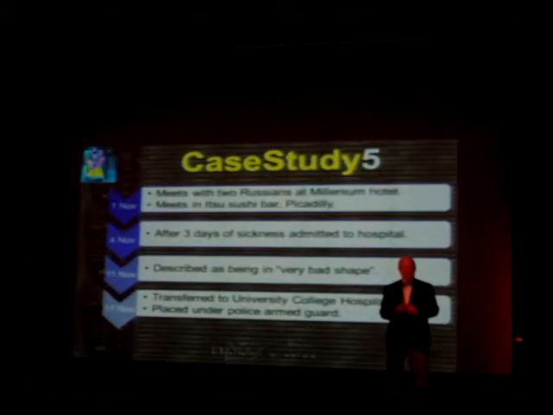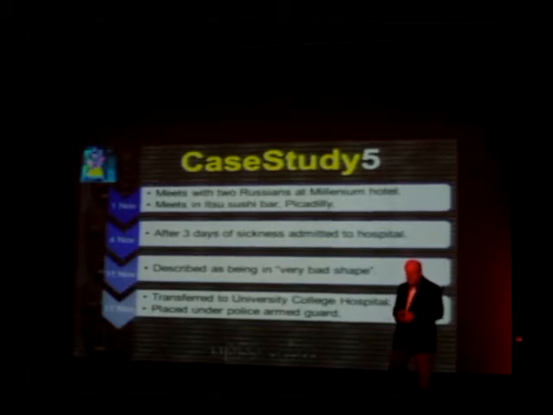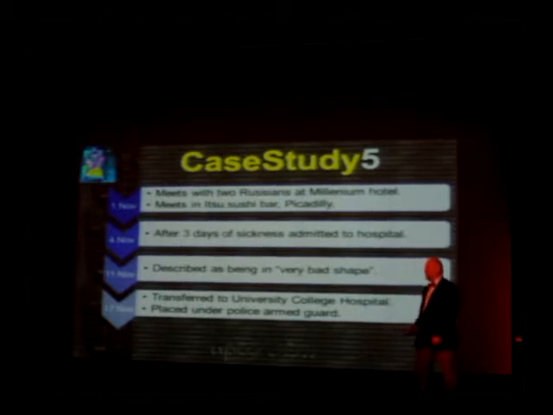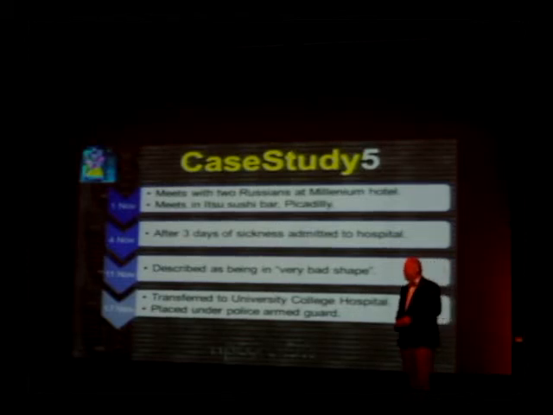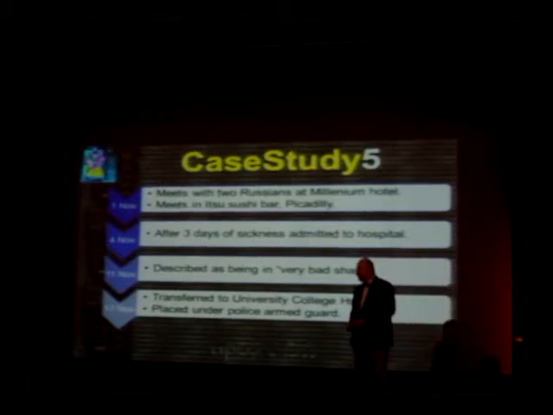So this is the timeline of what happened to Alexander. Alexander Litvinenko was a dissident, very vocal against Putin, and it turns out was also an employee of MI6. But that wasn't known until much later. So here's the timeline. 1st of November, he meets with some Russians at the Millennium Hotel in London, and he also meets with some others in the Itsu Sushi Bar, Piccadilly.